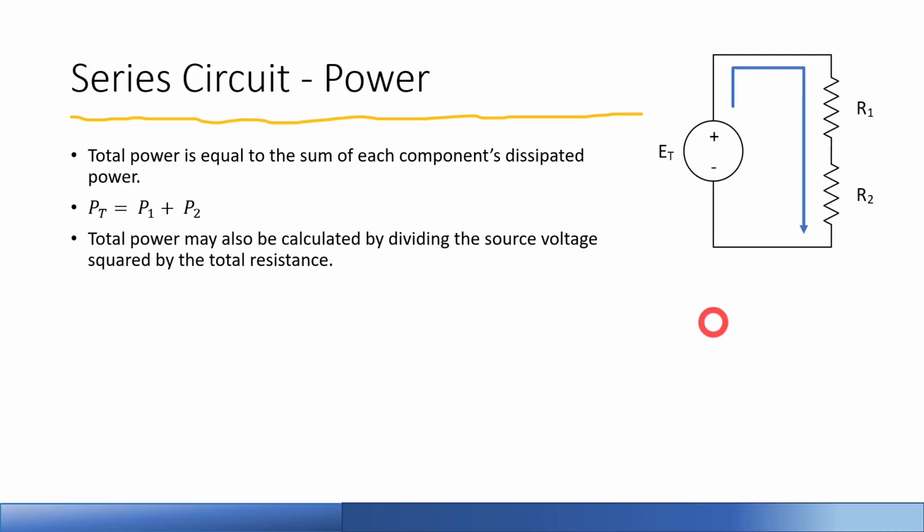Okay, so the total power could also be calculated by dividing the source voltage squared by the total resistance. So our voltage squared, E sub T squared, divided by our total resistance, which is the sum of the two resistors, will also get us total power.